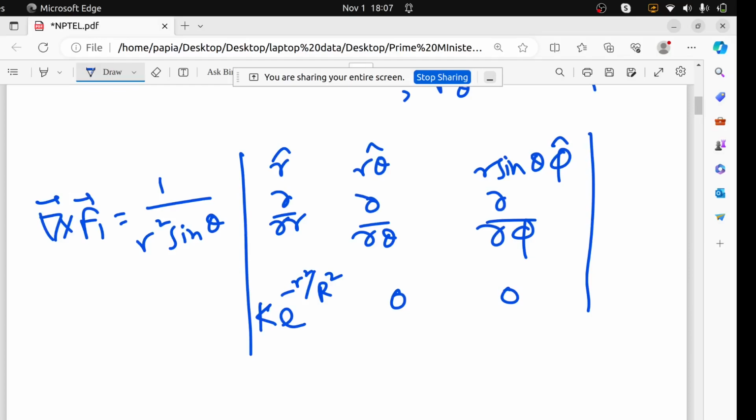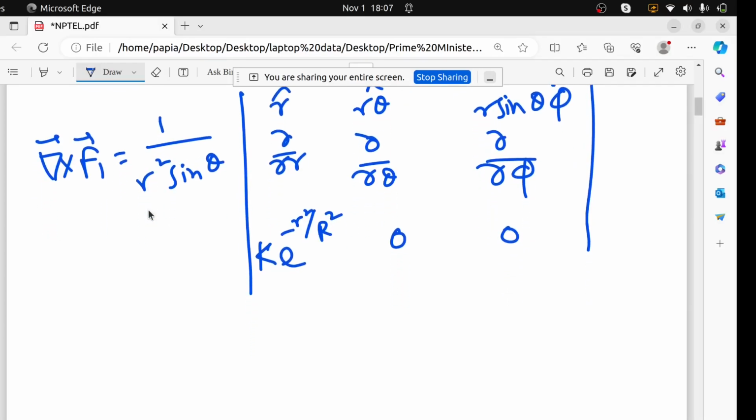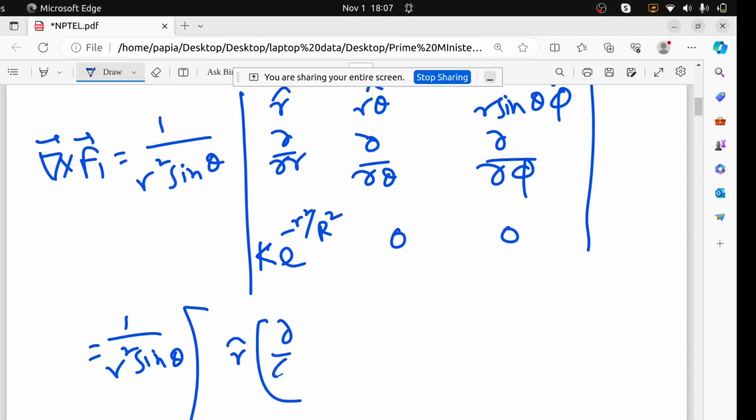Then del del phi of k e to the power minus r square by R square, what will it be? 0. Then this one is also 0. Then this one is 0 and this one. Okay, if you don't understand, then for r cap it will be del del theta of 0 minus del del phi of 0.